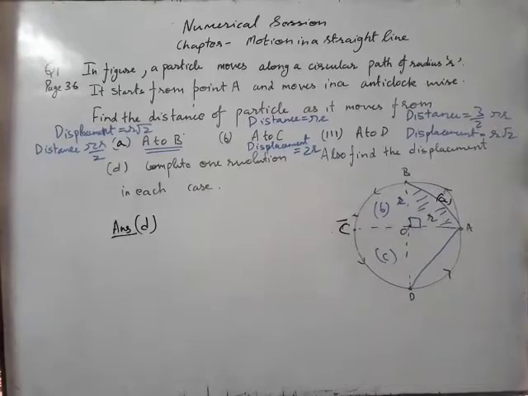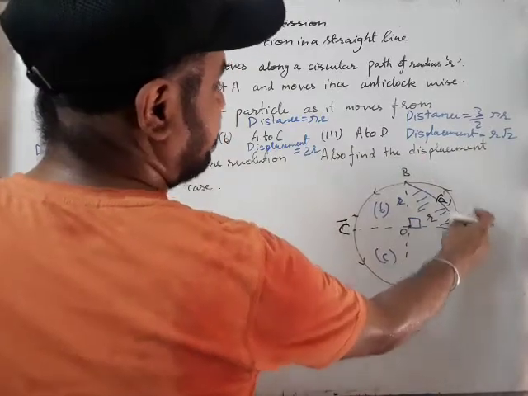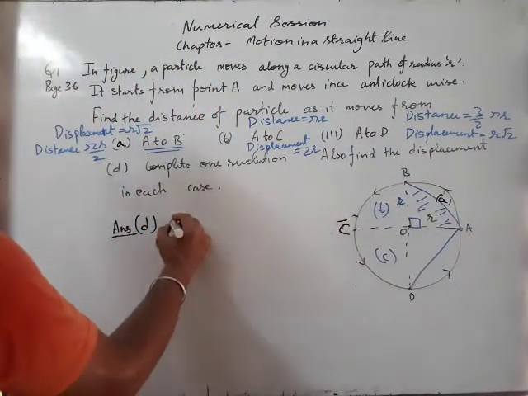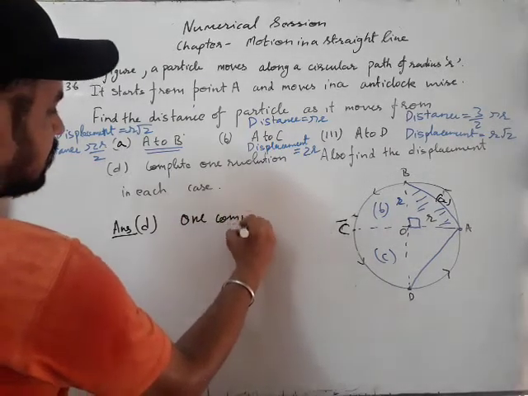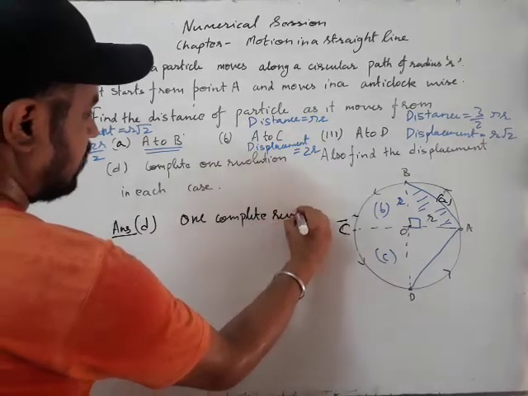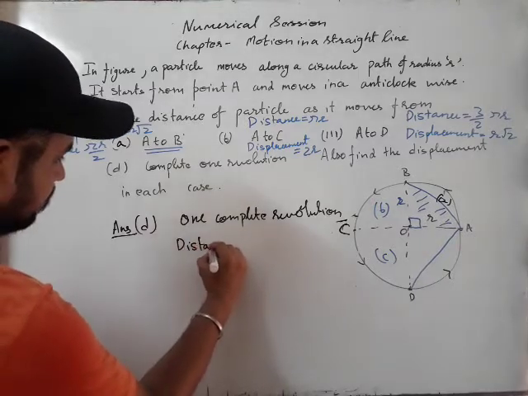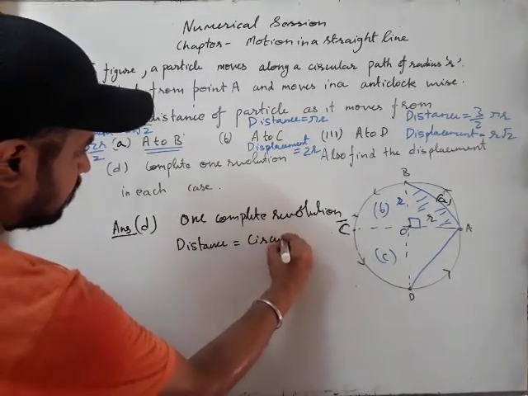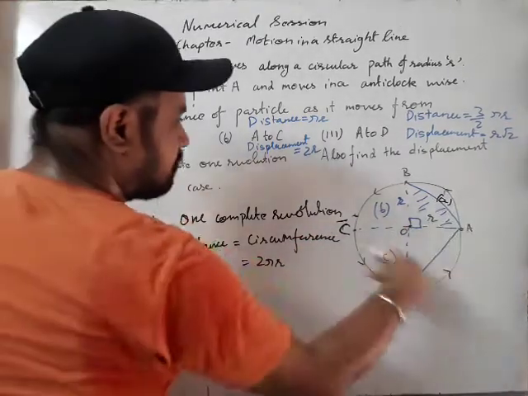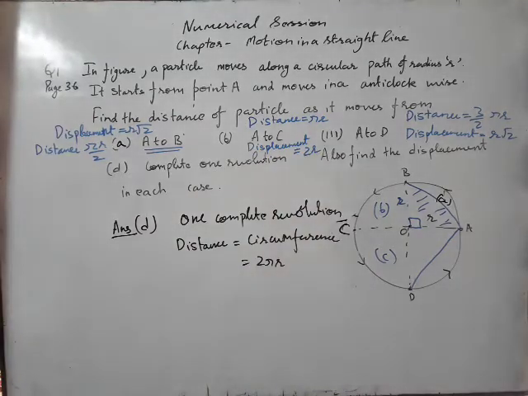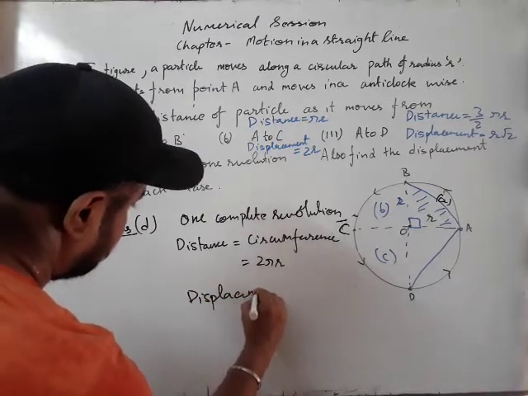Now we have started the last part. Last part is one complete revolution. Complete one revolution means it starts from A and ends at A. For one complete revolution, distance will be equal to the circumference this time, that is 2 pi r, because it completed the whole circle in this fourth part, and displacement will be 0 because initial and final point are the same.